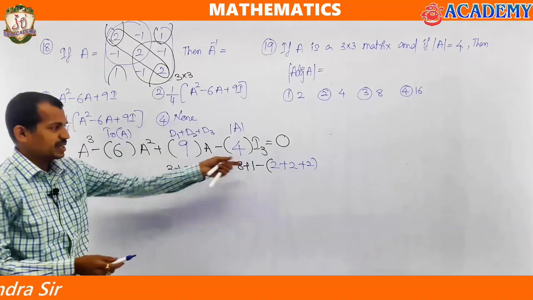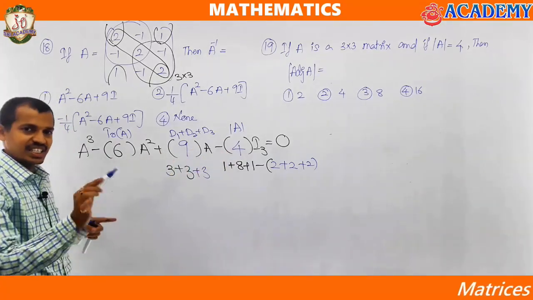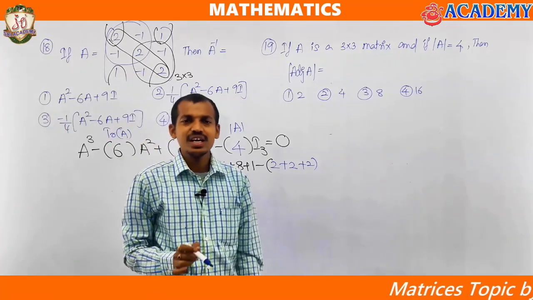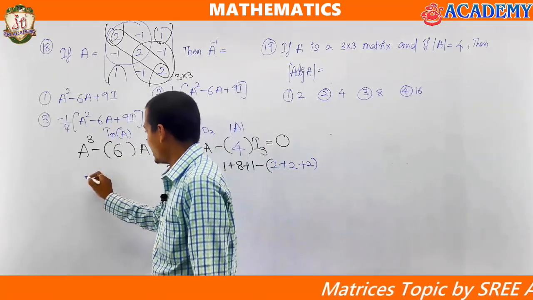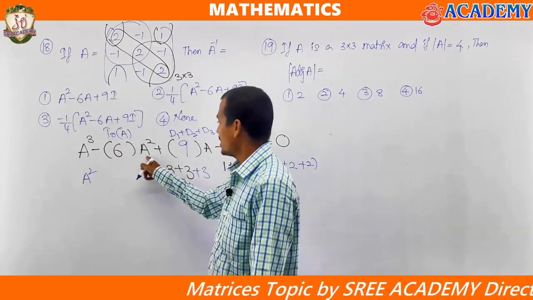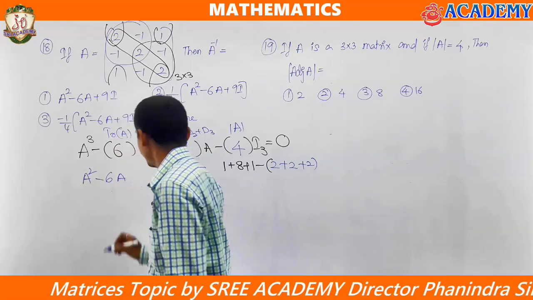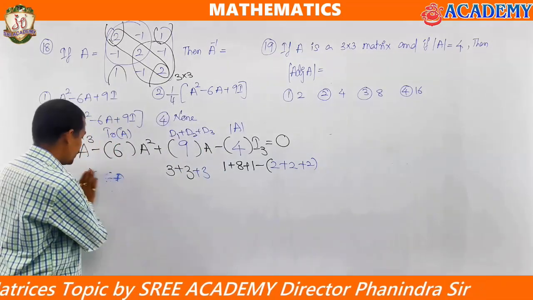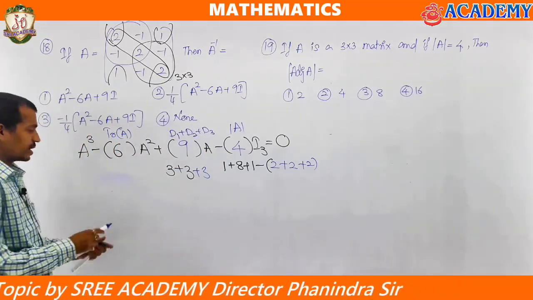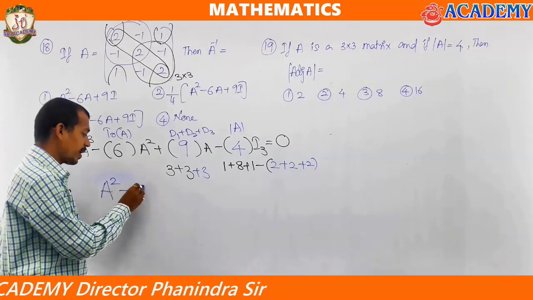Now, multiply A inverse on both sides. That is A cube. A cube into A inverse is nothing but A square. Next, A square into A inverse is nothing but 6A. I will write it a little lower down. Now this is going to be A square. Next, this is going to be 6A.